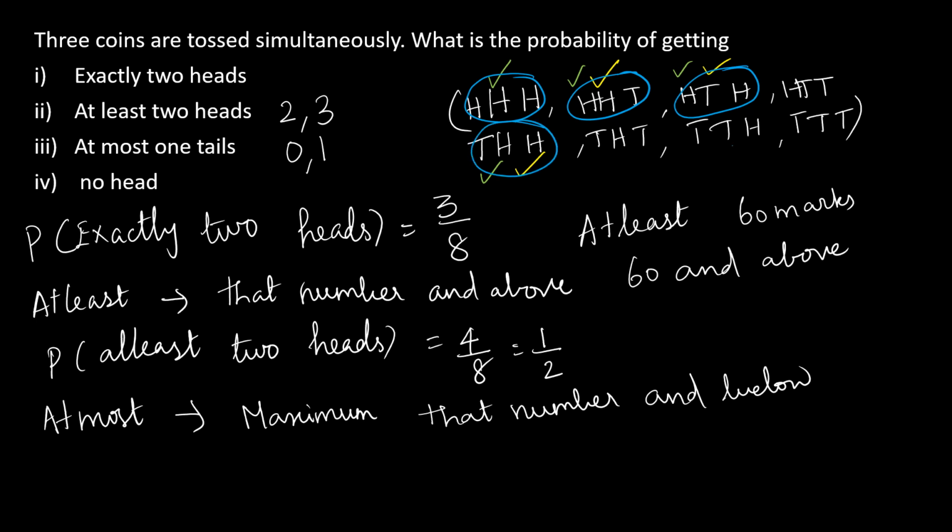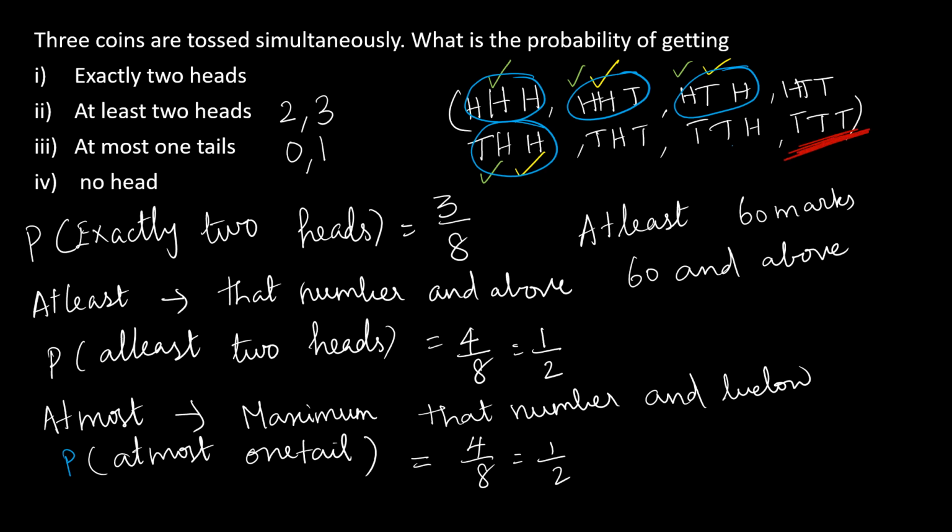At most one tail means again you will get 4 by 8, which is 1 by 2. You have to see zero tail and one tail. Now, no head. You have to find the option that has no head. You have to take only TTT. TTT has no head, right? So the probability of no head is 1 by 8.